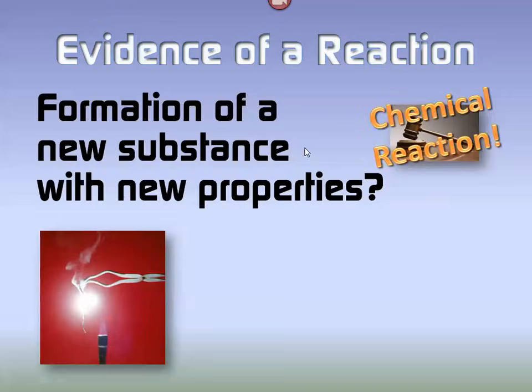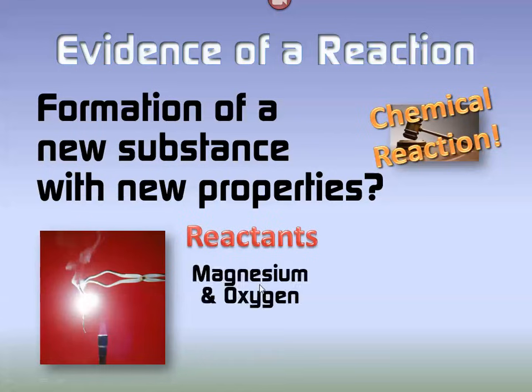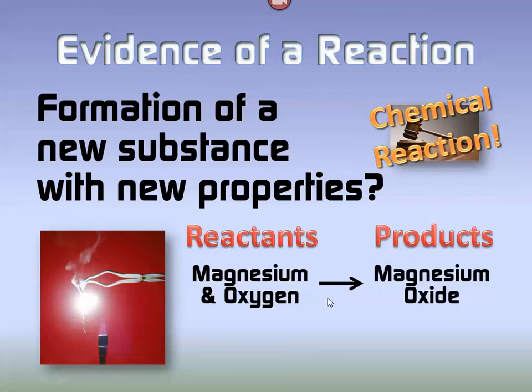So other examples, of course, when we burn magnesium, and we take the reactants here, we've got magnesium and oxygen in the air. Those combine and form the following product, magnesium oxide. All right, and that's that white powdery ash that is formed afterwards. And we can use that for something completely different than magnesium and oxygen would be used for.